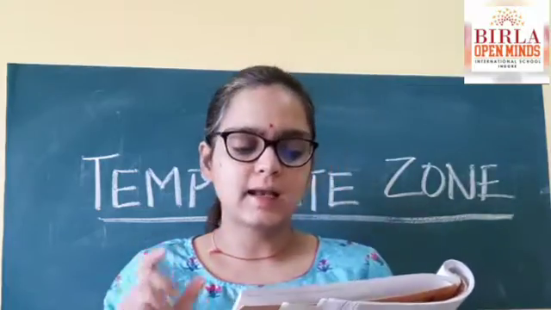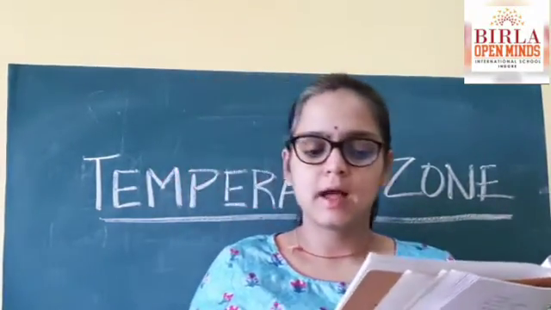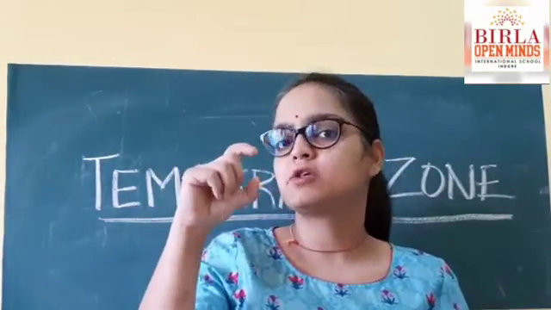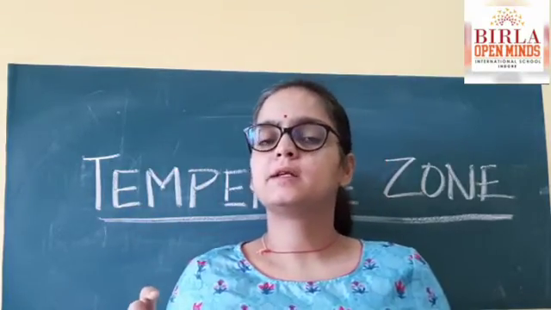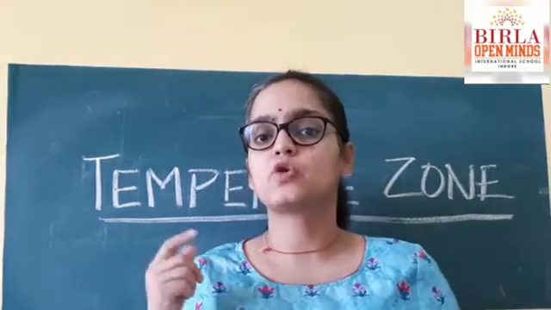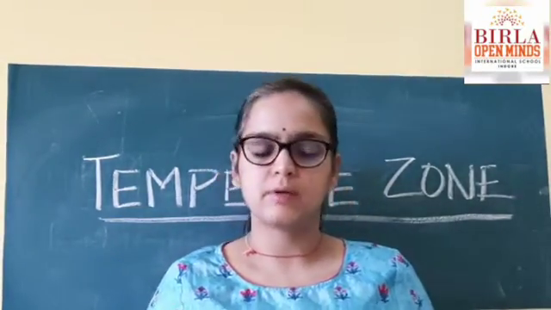The regions that lie between the Arctic Circle, that is 66.5 degrees north, and the Tropic of Cancer, that is 23.5 degrees north, are known as the temperate zone. Likewise, the region from 66.5 degrees south till 23.5 degrees south, that is the Tropic of Capricorn, is known as the South Temperate Zone.